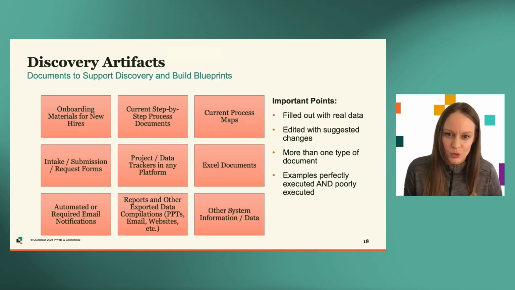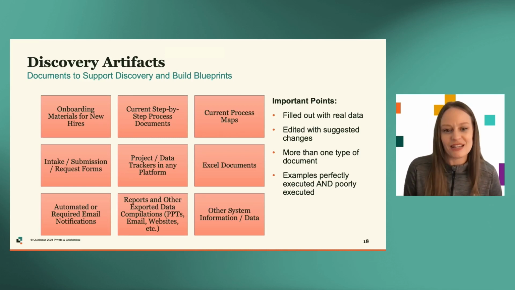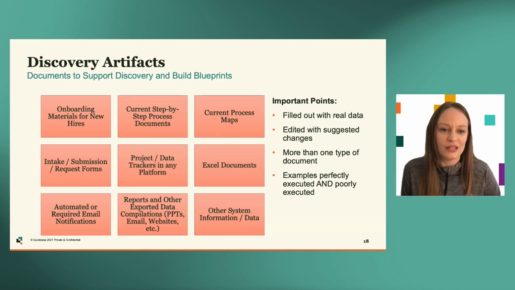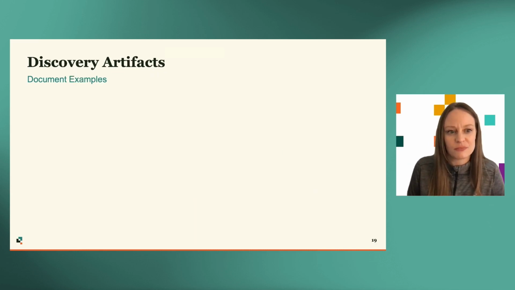We always want to have more than one document. And then we would prefer examples of perfectly executed documents versus poorly executed. Everybody knows that when you get submissions or you're looking at project trackers, there's some people that fill it out exactly as intended and other people that have filled it out with missing data and maybe incorrectly. Those are going to help us formulate real world examples to build our tool in so that we're not just performing for the best case scenario.